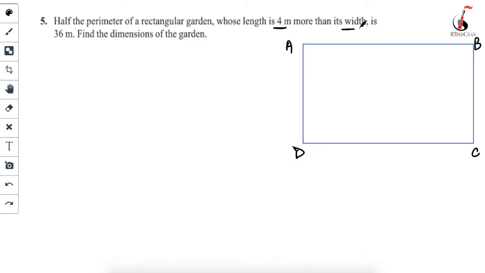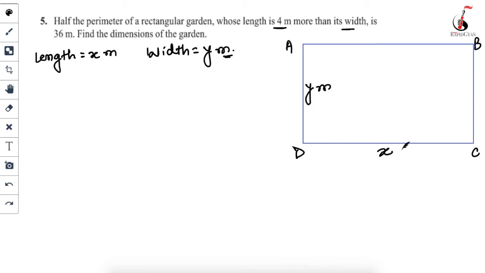Now what they are saying is that the length is 4 meter more than its width. So what you will have to do? Which chapter are you studying, guys? You are studying the pair of linear equations in two variables. Means there are two variables, so you will have to assume two variables. So let's assume the length is equal to x meter and your width is equal to y meter. So this is your length and this is your width, x meter and y meter.